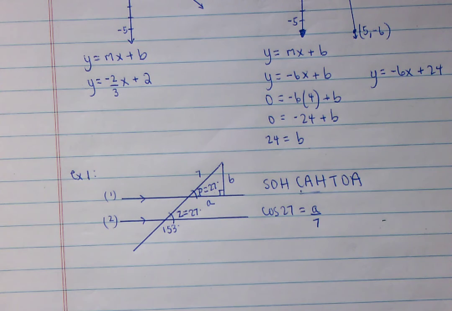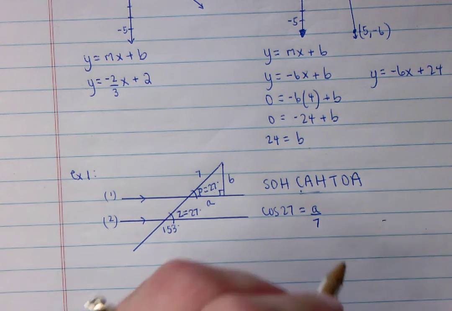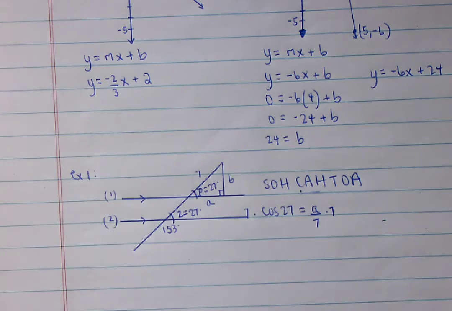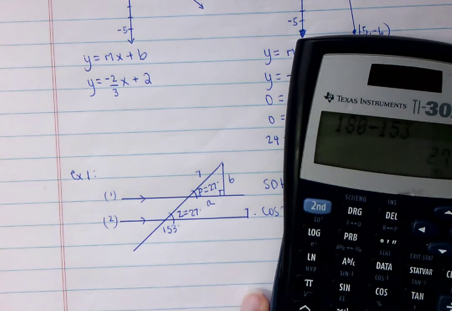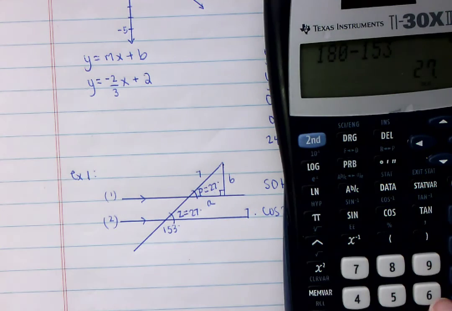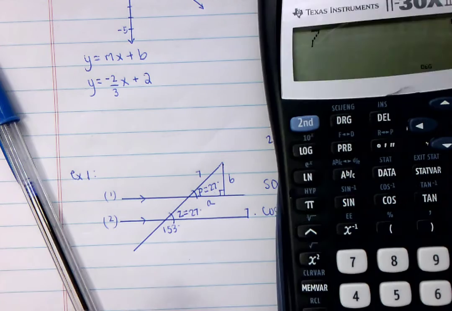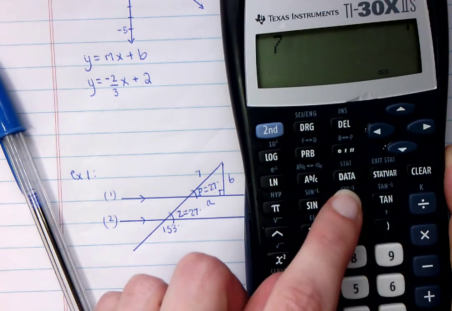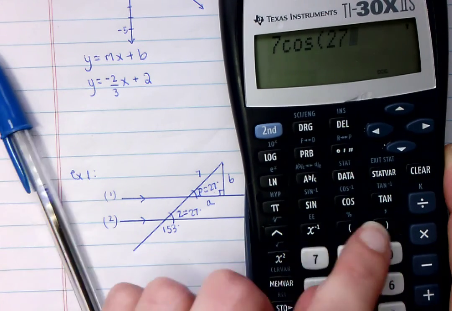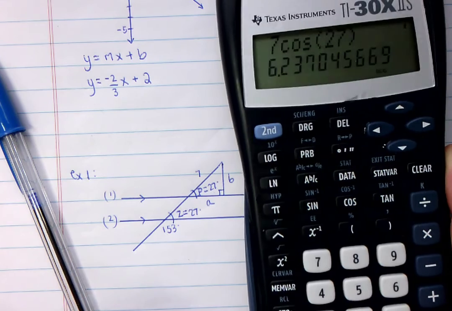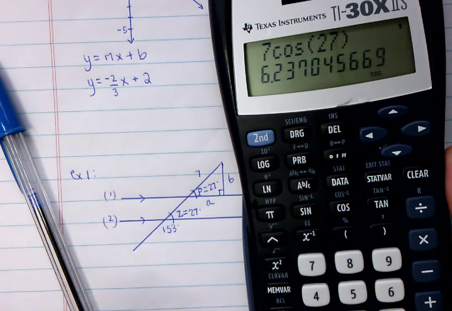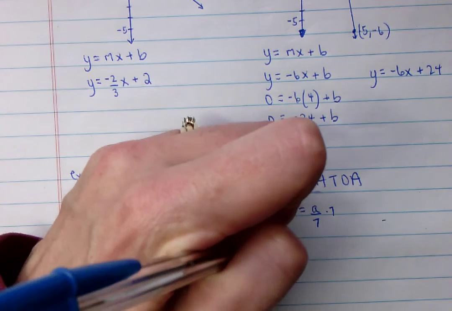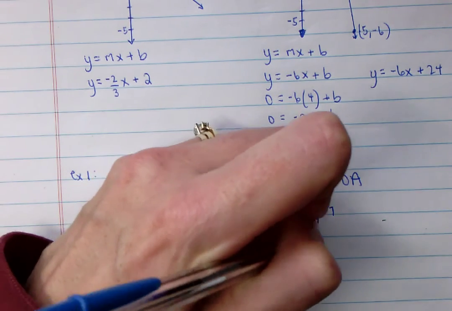And then in order to find out what A is, multiply both sides by 7, and you'll have A. So on the calculator, we'll do 7 cosine of 27. I don't know if you can see that well. I'll try to angle it a little bit. If I put that in the calculator, I get 6.23 or 6.24. So A equals 6.24.